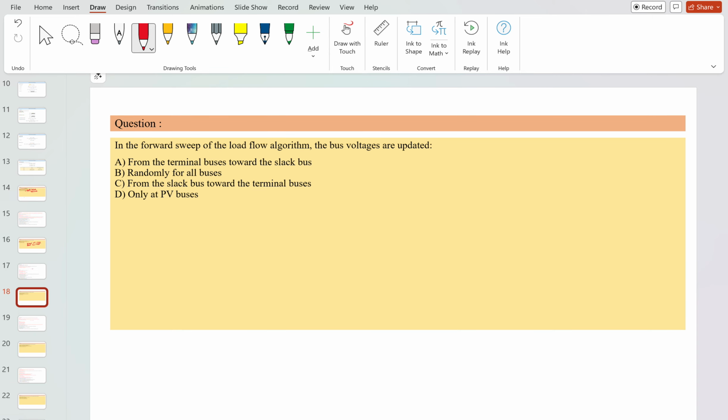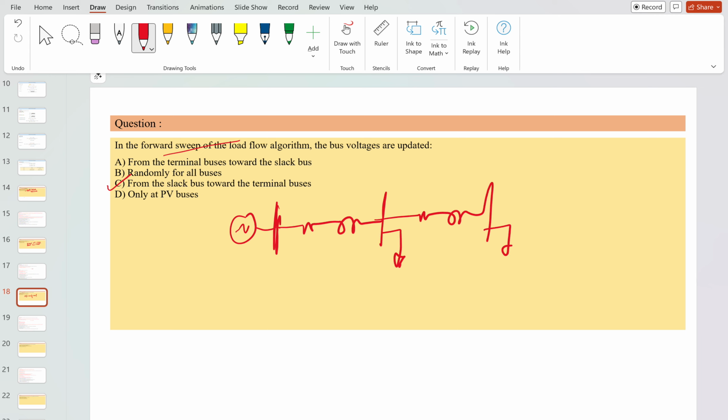Okay, that's true. Option C is correct because in the forward shift we move from the slack bus, where the generating unit is, and then there is an RX, and then there will be a load, and then RX, then there will be a load. So this kind of structure will be followed.